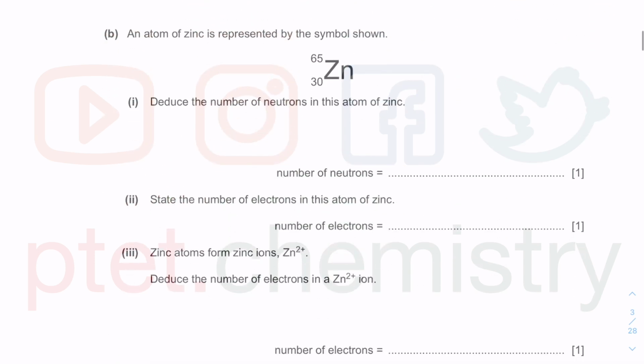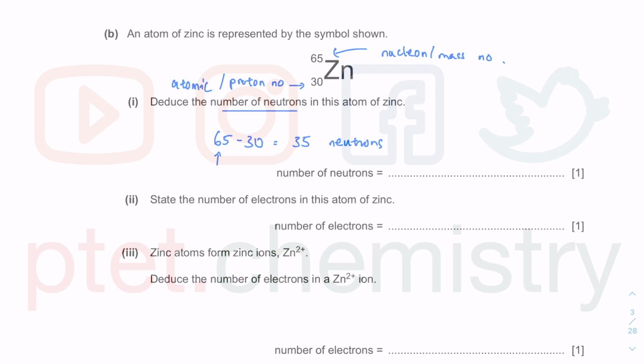In part B, you have an atom of zinc. We know the number at the bottom represents proton number or atomic number. This is the international standard of the nuclide notation. The number on top is the nucleon or the mass number. They mean the exact same thing. How do I work out neutron number? Nucleon number minus proton number. So 65 minus 30. Pop that into your calculator without wasting any time. You can get the number of neutrons because this is nucleon number.